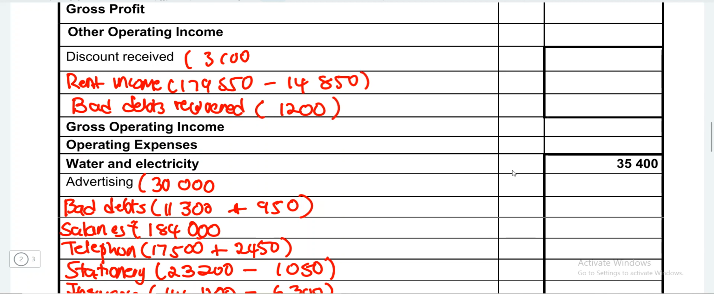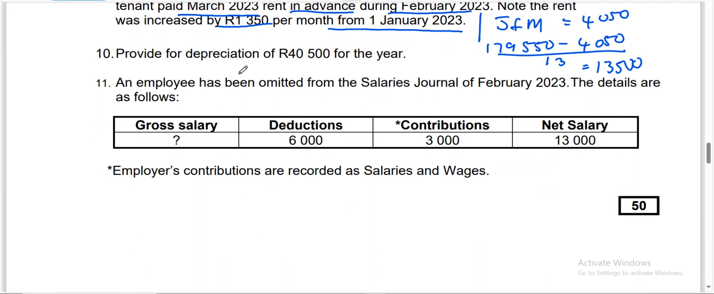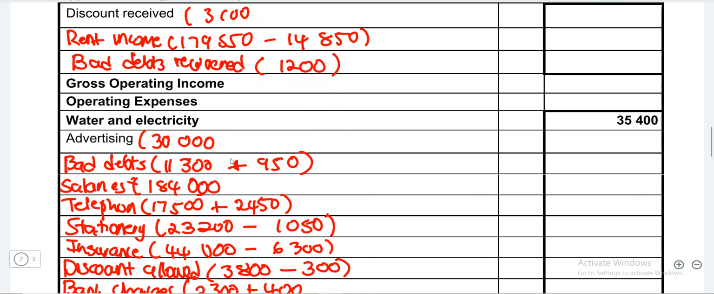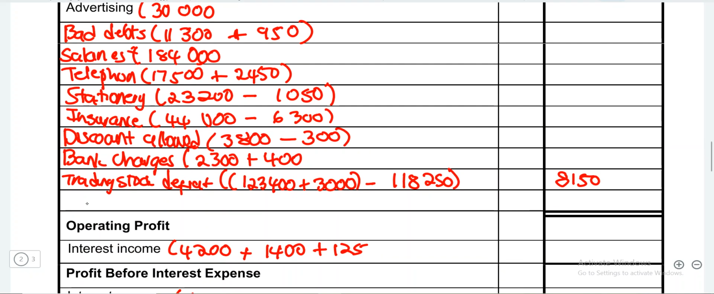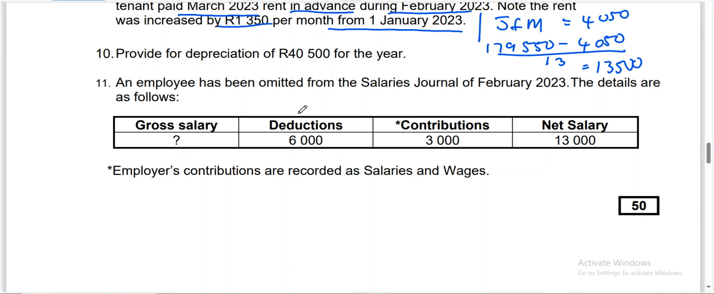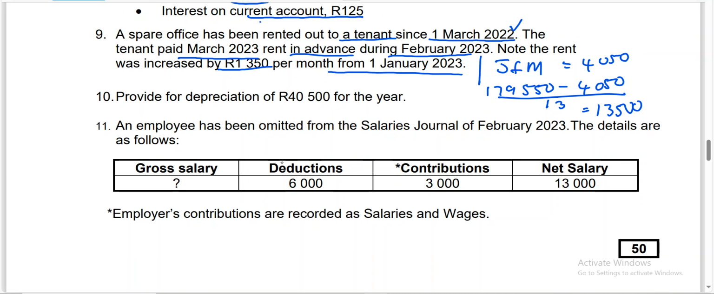Then the next transaction says to provide for depreciation of 40,500 for the year. Once they've given you that depreciation, you write it as it is, because they gave it to you. So we would say depreciation, and the answer for it is 40,500. You just take that information and transfer it to your books. Next, they're saying that an employee has been omitted. When they say omitted, they mean not included or recorded. An employee has been omitted from the salaries journal for February 2023. The details are as follows.